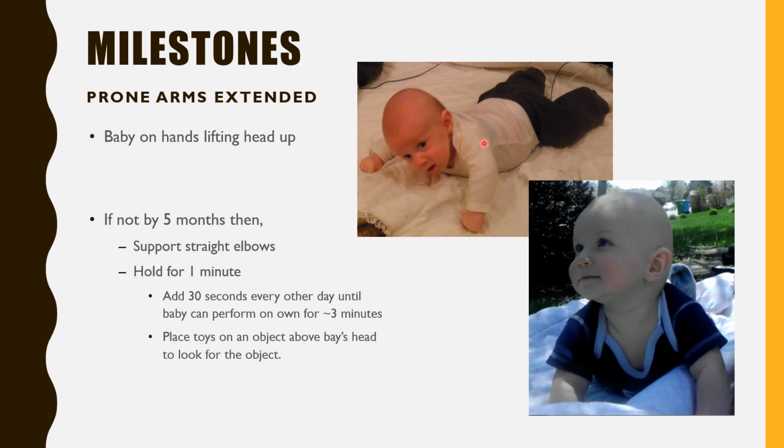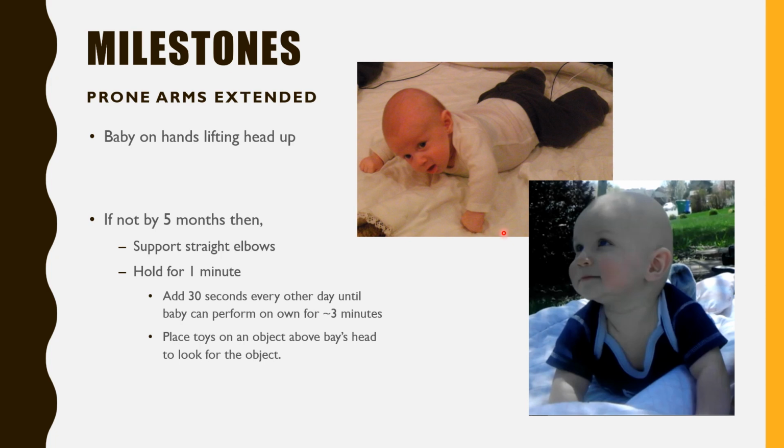As you can see in this top picture, this infant has one arm almost extended. He's trying to look around and see what's going on, but not quite there yet. Whereas in the second picture down here, we see the elbows extended. The baby is looking off at something that's higher up, something a little bit more elevated, that's drawing his attention. And this is typically done by about 5 months.